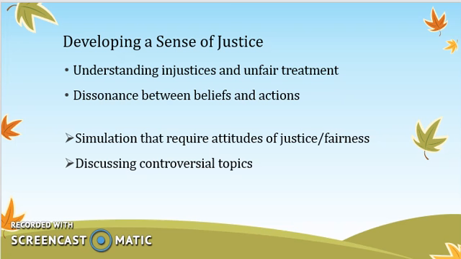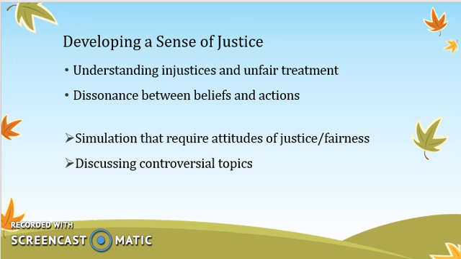Lastly, young adolescents also are beginning to develop their sense of justice or fairness. So they're starting to understand the difference between what is just, what is not, what is fair and not. But the interesting thing is they usually have this dissonance between their beliefs and actions. So although they can see when someone else is being treated unfairly and they can protest against that, they can still treat other people unfairly, but they don't realize that they themselves are doing it.